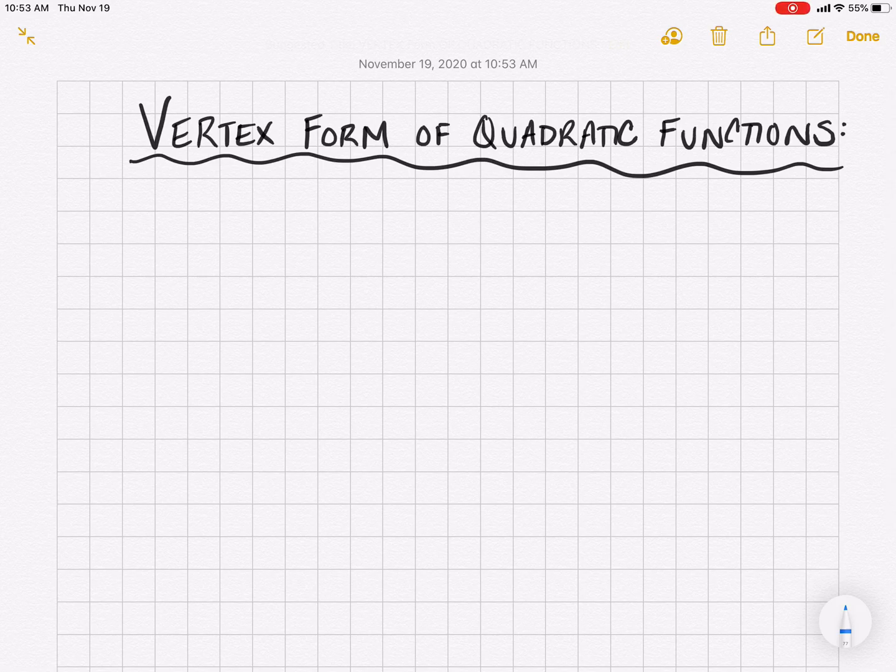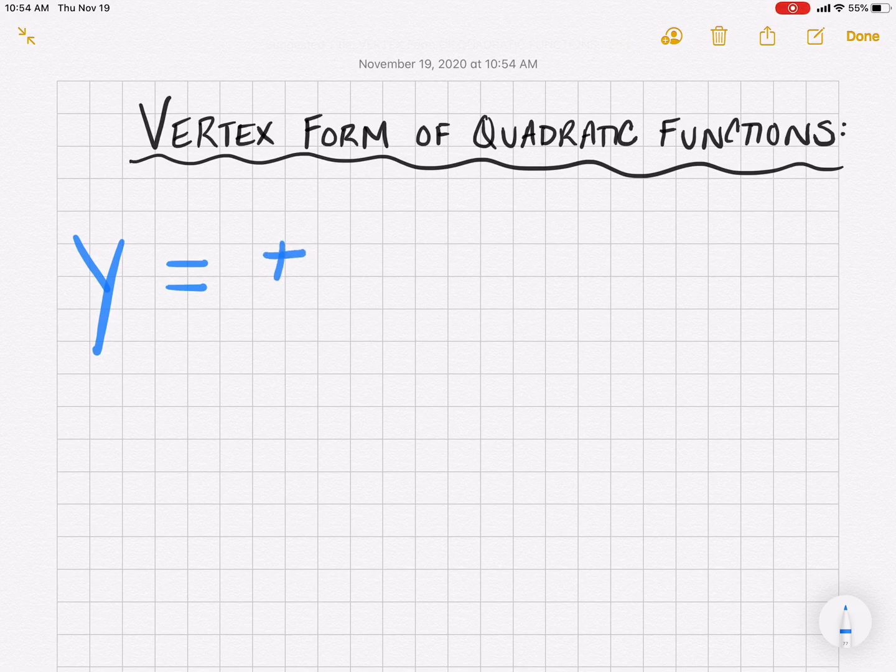All right, so what we're going to talk about is another form of a quadratic function, which is going to be vertex form. So the first thing we're going to do is I want you to write really, really big on your paper, okay? I want it to go all the way across the page, and I want you to take up about 3 or 4 lines when you're writing this, because this is going to be the most important part of your notes.